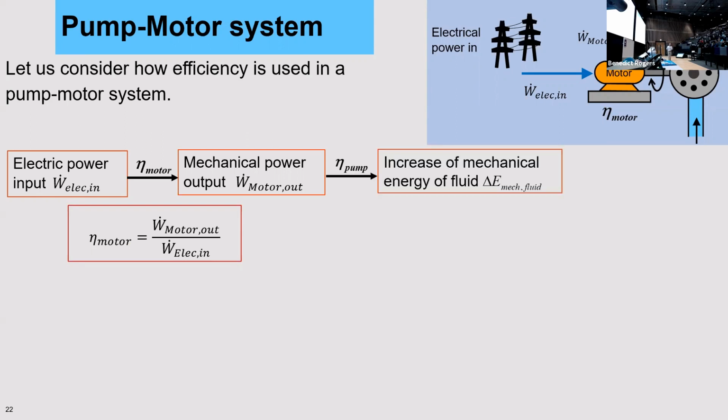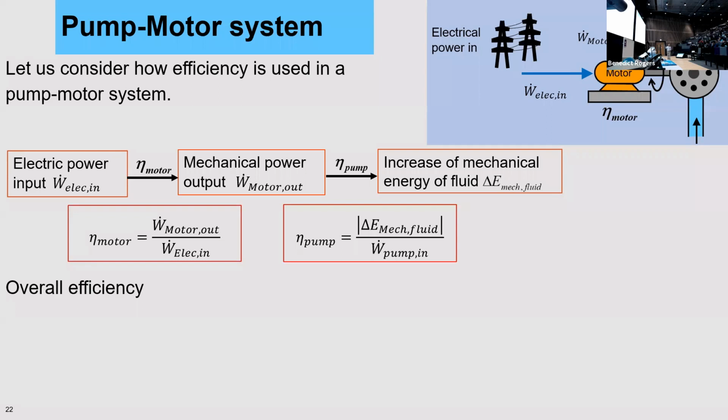Then we've got the pump. So this gives the fluid an increase of the mechanical energy, but of course there's an efficiency attached to that as well. So the efficiency of that part of the process is equal to the change in mechanical energy out over the pump work in. Now you notice up here I've said that the motor work out must be equal to the pump work in. And in general, that is true. You can assume that fairly safely.